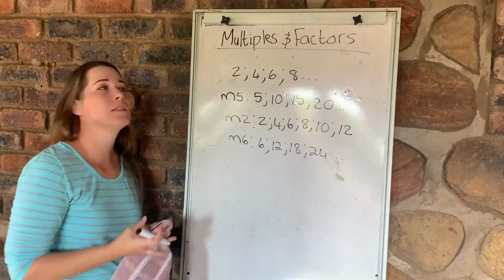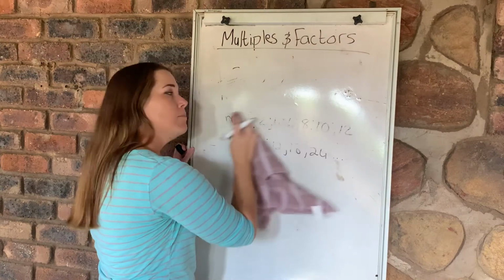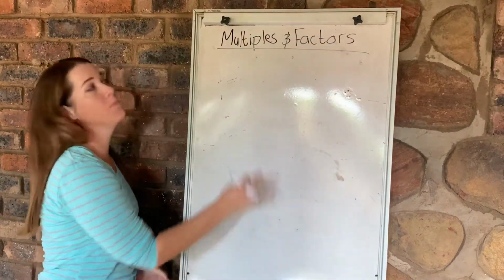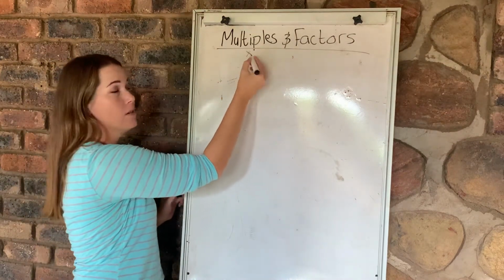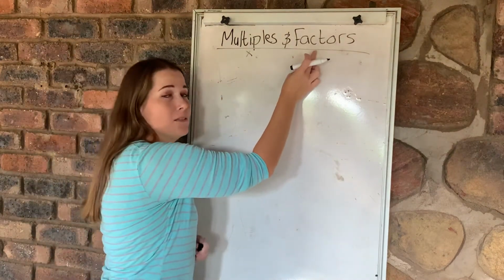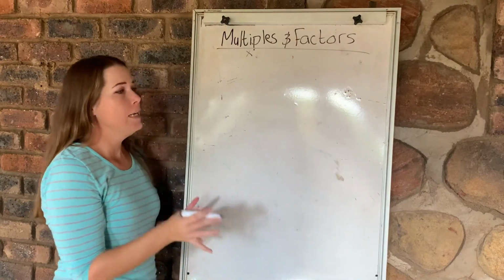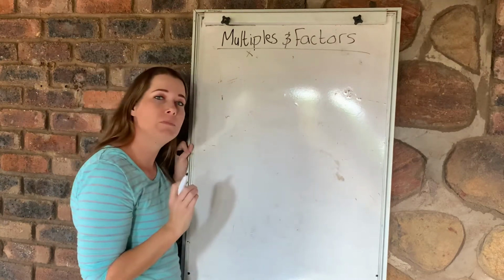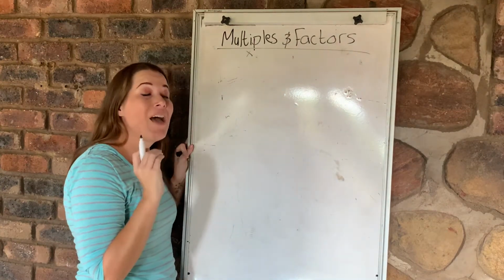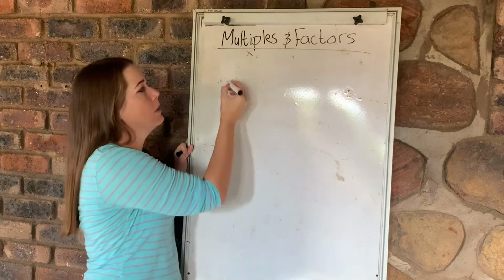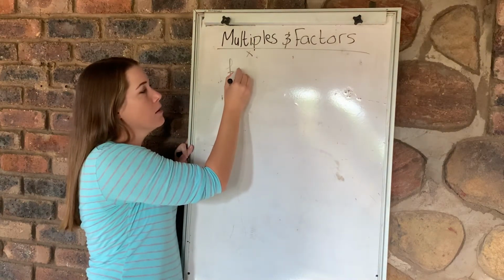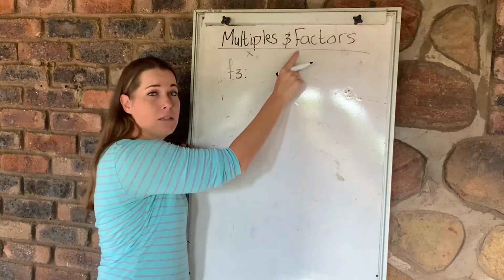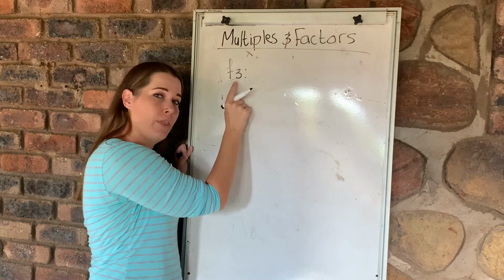Now, often in maths, opposites work together, like plus and minus, multiply and divide. Now, multiples was for multiplication, so naturally factors will be division. Now, this is very important. For a factor of a number, that number must divide into a number without a remainder. For example, if we take the factors of 3, again, we write an F for factors, and we are going to be working with the number 3.